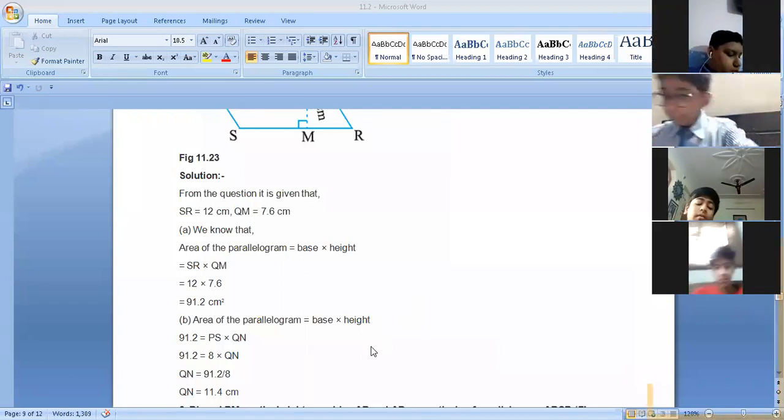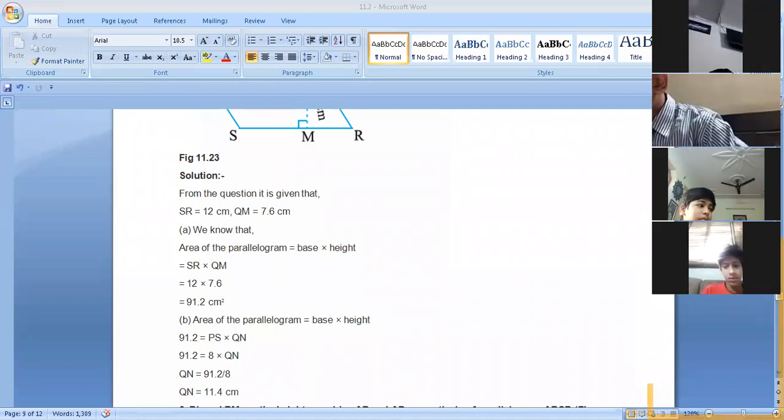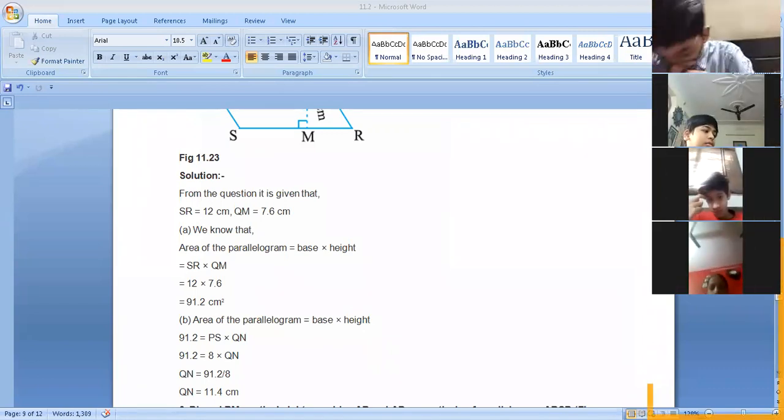QN is equal to 11.4 centimeters. Clear, children?